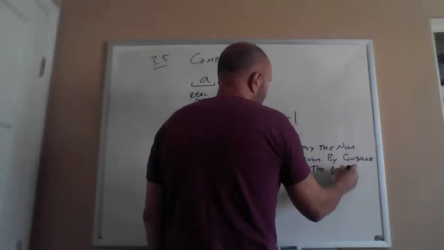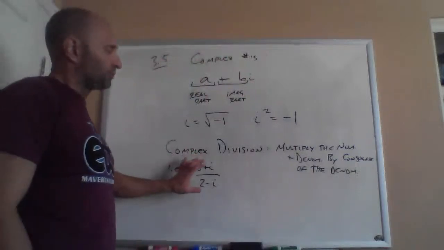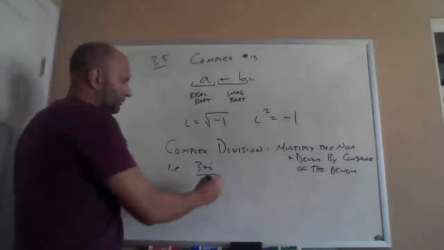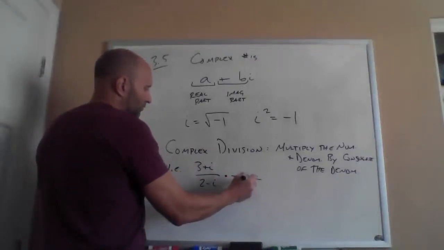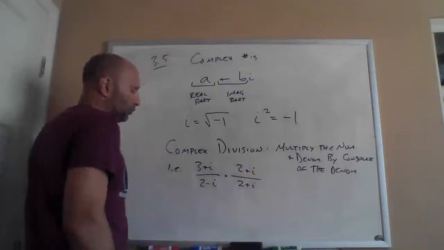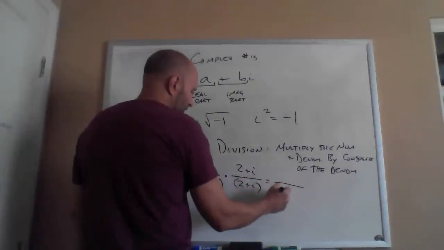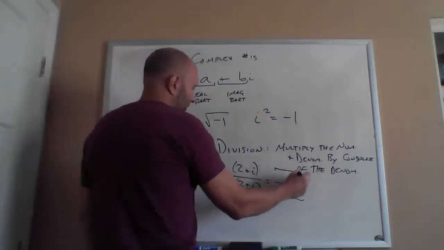So the same way that we rationalized expressions with a radical in the denominator is the way that we divide complex numbers. So in this case, I would multiply everything by 2 plus i and 2 plus i. Then I would FOIL the bottom and get an answer. And I would FOIL the top and get an answer.